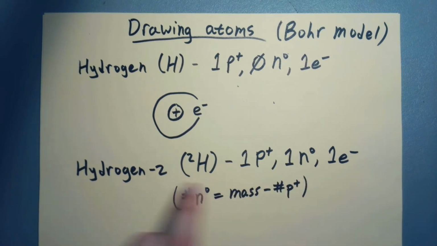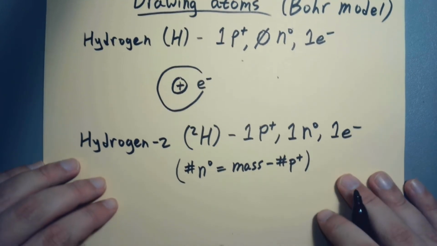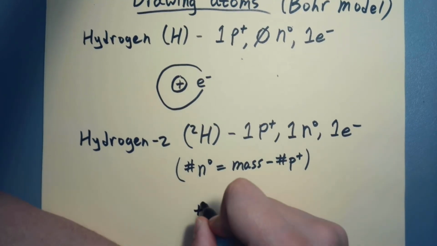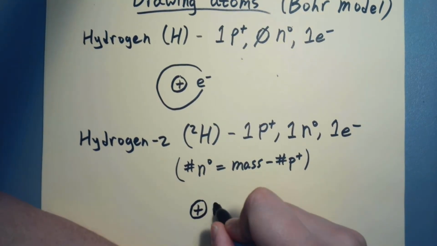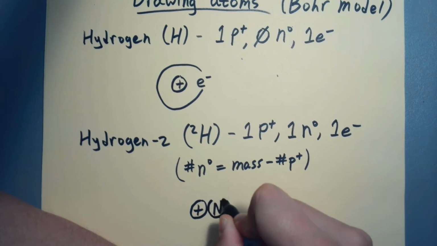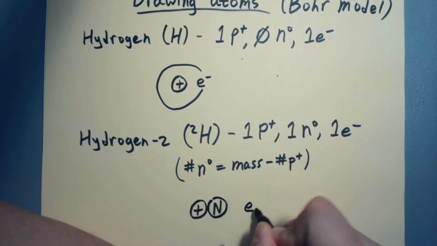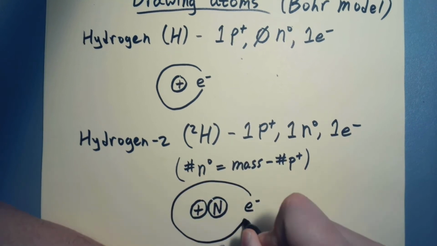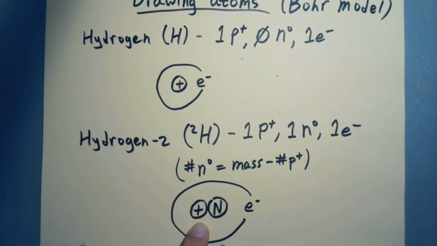So 1 proton, 1 electron. There's no net charge. They zero out. Plus 1, minus 1 cancels out. And so what does this look like? Well, we get a proton, and I'm just going to go N for neutron, and then we have an electron. So again, our nucleus now has two pieces in it, a proton and a neutron, and we have an electron that orbits. So let's scale it up a little bit.